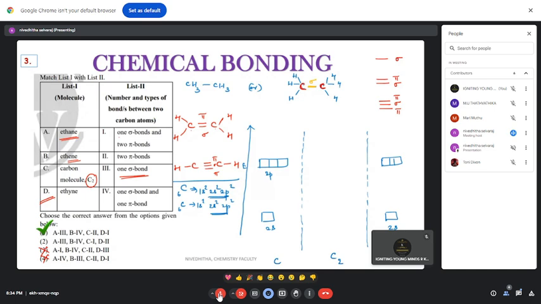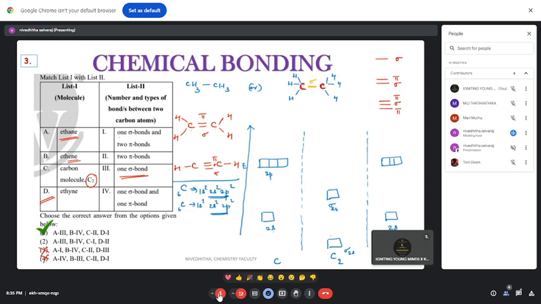So how many molecular orbitals will form? If two atomic orbitals combine together, we end up with two molecular orbitals, of which one will have higher energy and the other will have lower energy. An s orbital and an s orbital combine together to form a sigma bond. This is 2s and this is also 2s, so this is called sigma 2s, and this is also sigma 2s.